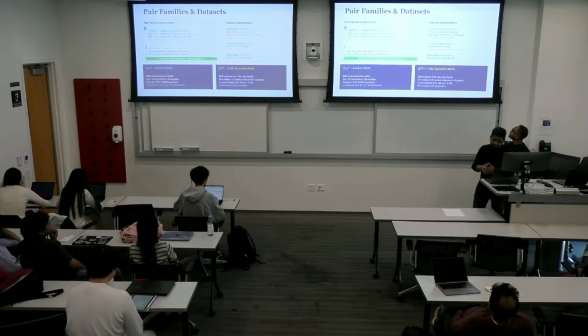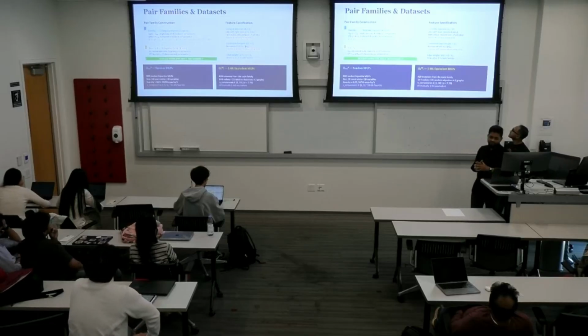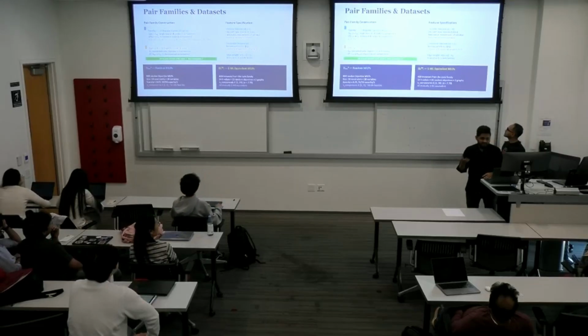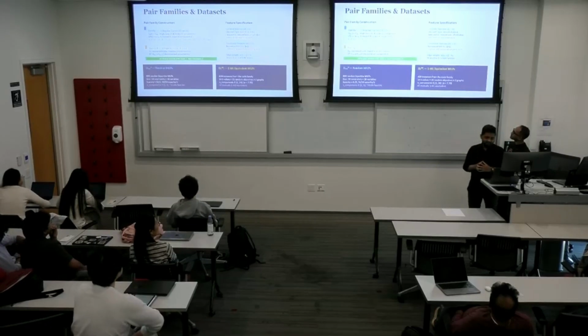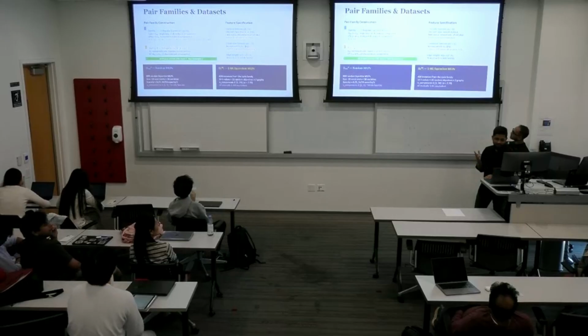And on the right, we have the feature specification. We have 9 variable features and 1 constant feature. And at the bottom, we have our dataset. We have 800 random bipartite MILPs, and we have 420 instances of 1-WL equivalent MILPs.